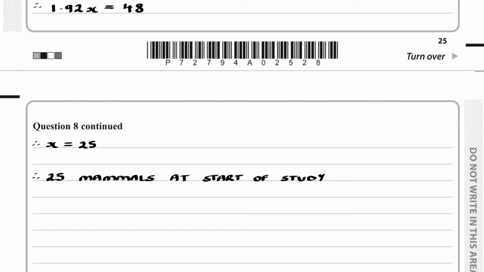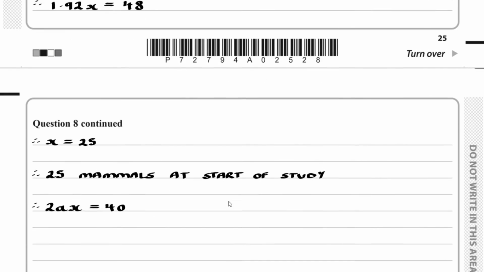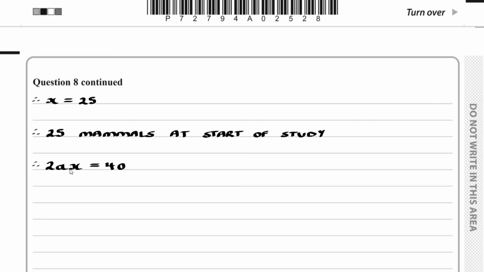If x is 25, we've got 25 mammals at the start of the study. What I also know then is 2ax is equal to 40, because the number of juveniles is 40 after 2 months. Knowing that x is equal to 25, I've got 2 times a times 25 equals 40, in which case you will find a equals 0.8. And that's what we wanted to show in this question.